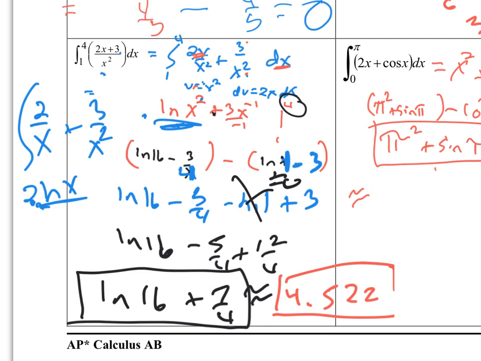Oh, this was 9. That's supposed to be 9/4. I have 9 over 4. 16 plus 7/4? Oh, yeah, that's supposed to be 9/4. What's 12 fourths minus 5 fourths?